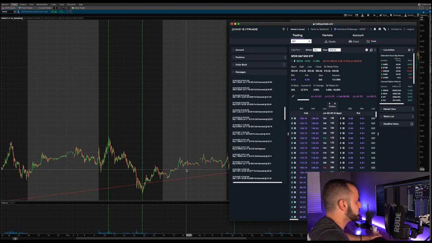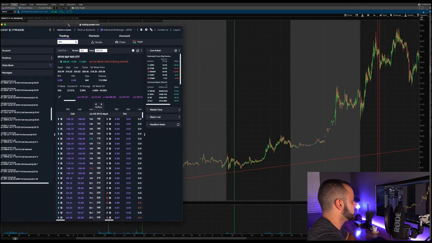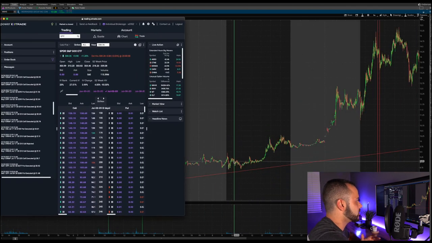So I held that into the next day. It held up pretty well. I was down slightly on the position, but I was happy to hold this and try to ride some more momentum. If we go to the next day, what you guys can see, this is Friday. I went ahead and added another position.